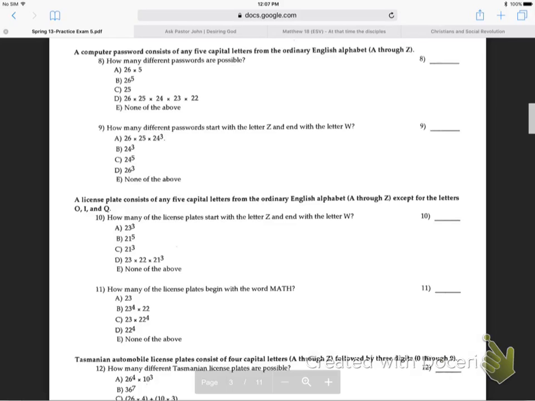All right, so let's do this one. How many different passwords are possible? So what would we do? We've got 5 capital letters from the English alphabet. So you can do 5 letters.